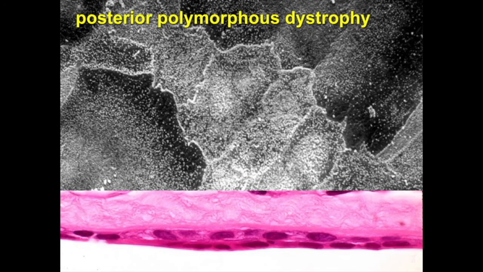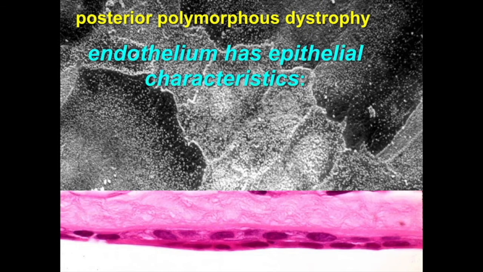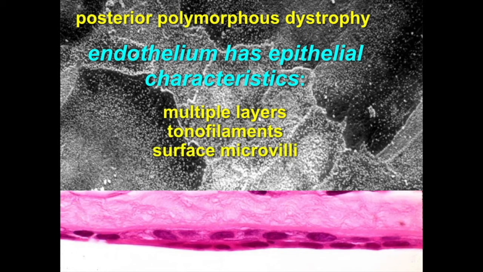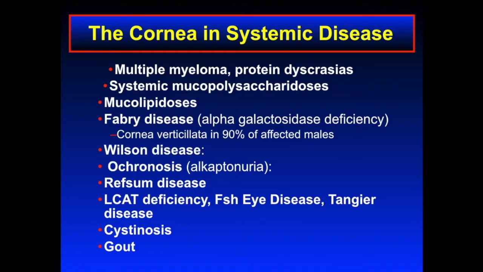Posterior polymorphous dystrophy, the scanning micrograph shows the highly irregular endothelial mosaic with microvillous processes on the surface of the cells. The thing to remember about posterior polymorphous is the endothelium has epithelial characteristics. This includes proliferation as multiple layers, as we see below in the histopathology. Cells have tonofilaments, they have the surface microvilli, and the endothelial cells express epithelial antigens if you do immunohistochemical stains.